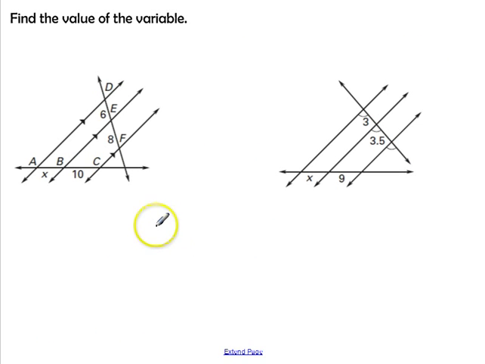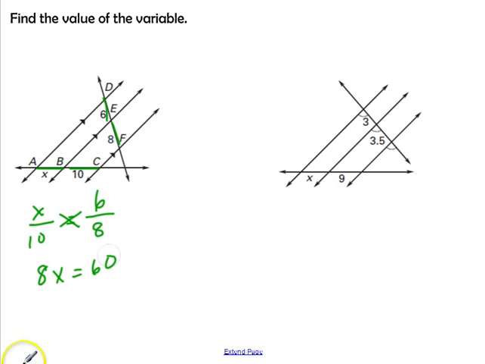In these two examples, we want to find the value of the variable using that corollary to the side splitter theorem. So I'll show you one method over here. If we put x over 10, that's proportional to 6 over 8. And then we'll cross multiply. You get 8x is equal to 60. And then we divide both sides by 8. And we have x is equal to 7.5.